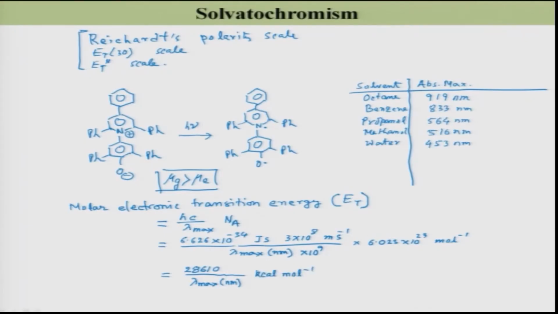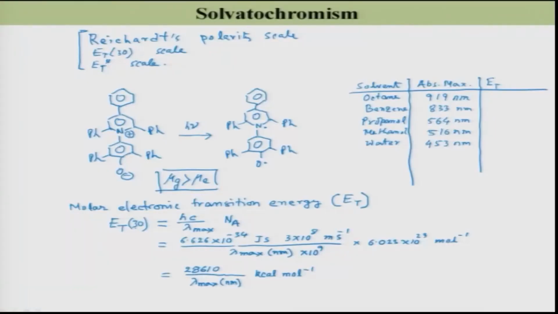Okay. So, I can simply divide this lambda max into 28610 kilocalorie per mole, and then I can write over here the corresponding values. Here I will write ET. It is generally denoted as ET30 for this dye. That number 30 is nothing but this dye number, because when Reichardt did this study, he used a variety of dyes, and this particular dye was found to be the most useful one by Reichardt, and in his original paper the number of this dye happens to be number 30. So, it is written as ET30 value of this particular dye. Whenever I write ET30, that means it is this particular dye molecule.